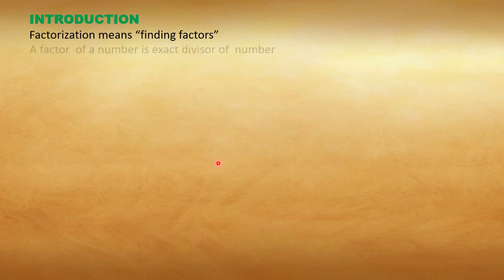Hello students, in today's session we are going to start chapter number 14, factorization. So here, what is the meaning of factor? As we know that factorization is finding factors, and factor means an exact divisor of a number. A number which divides exactly into a number is known as the factor.